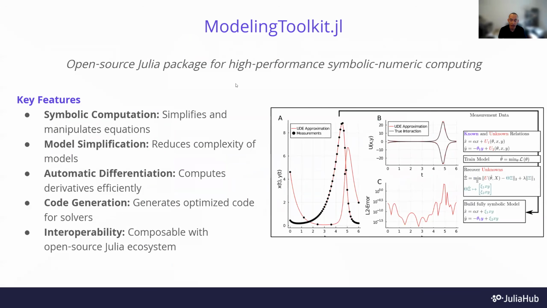One of the highlight packages in the SciML ecosystem is ModelingToolkit.jl. This is an open source Julia package meant for high performance symbolic numeric computing. It features symbolic computation, which allowed us to represent our systems using symbols. I'll touch on this a little more when we look at the code. It simplifies the model in the background, reducing the complexity, and provides automatic differentiation, code generation, and of course, interoperability.